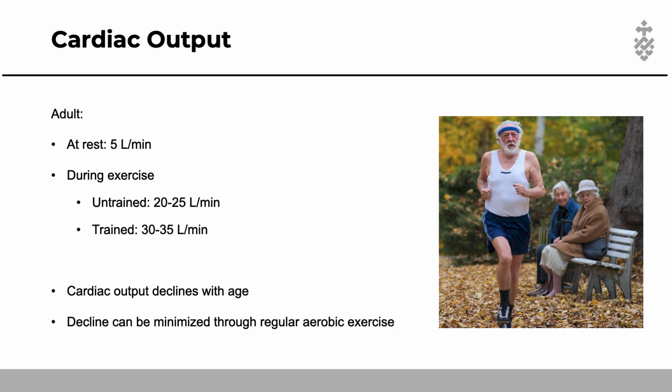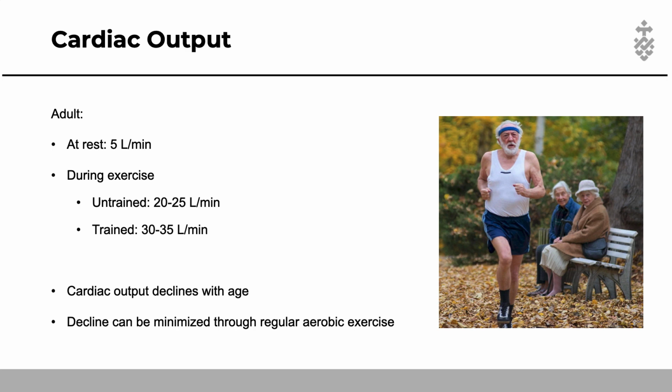So there's 2 key factors that affect ultimate cardiac output, and they are our physical condition, so our level of training, and our age. Now, let's talk about training first. So the untrained adult can generally achieve a maximal cardiac output of somewhere between 20 to 25 liters per minute, whereas an endurance-trained adult can actually achieve a maximal cardiac output around 10 liters greater, so 30 to 35 liters per minute.